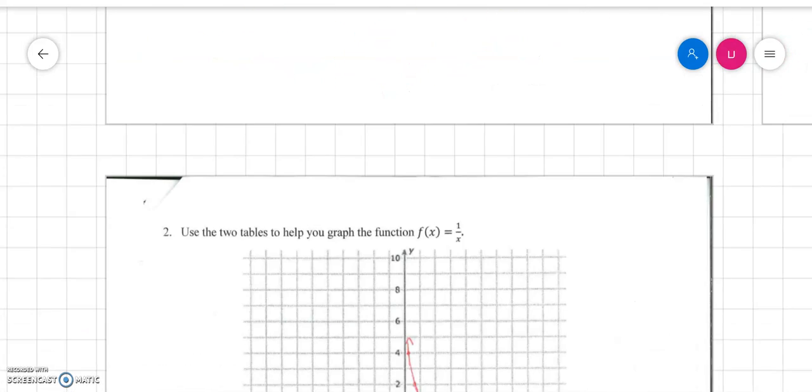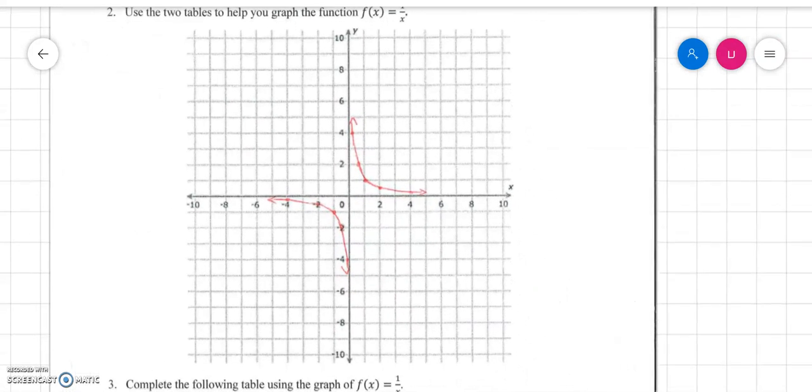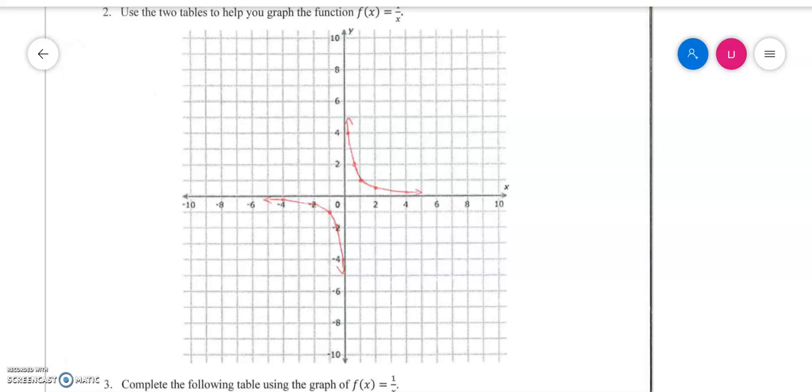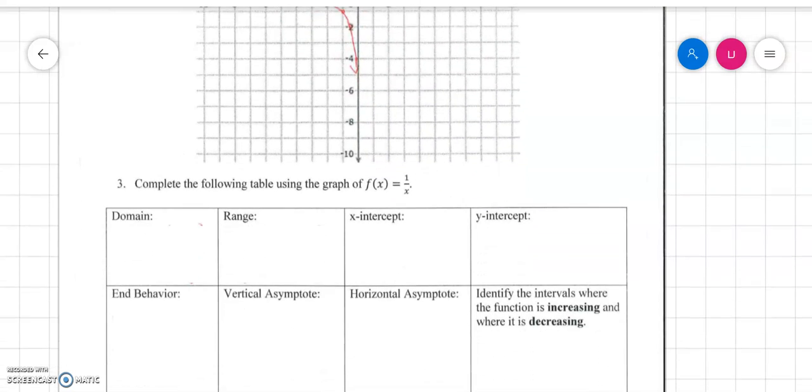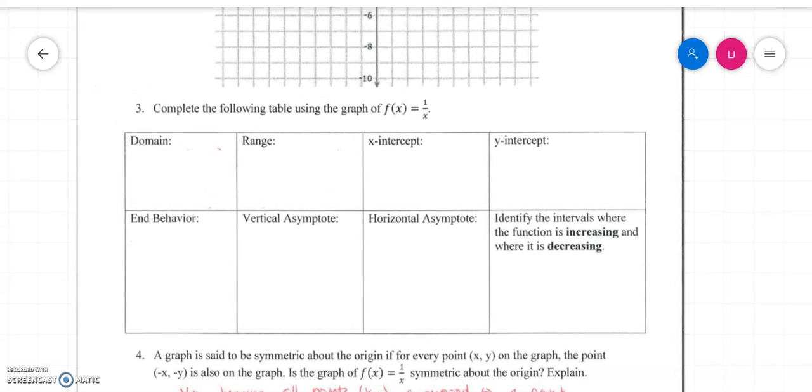And then on this last page, you were asked to graph. Your graph should look something like this. This is called a hyperbola. That's what 1 over x is. So here's the hyperbola graph of 1 over x. I asked you to fill in most of this table, but we're going to go over most of these. So we know for the domain, there is one value that x cannot be.